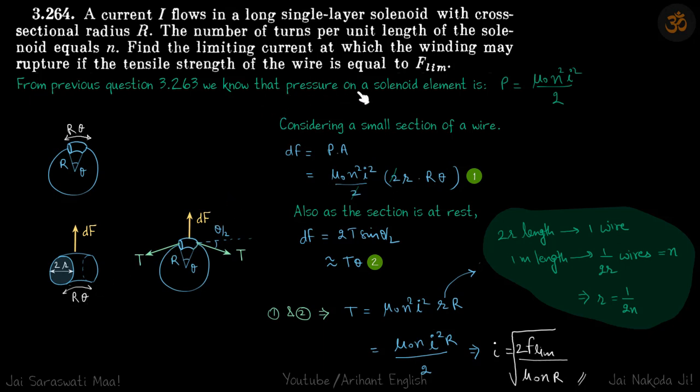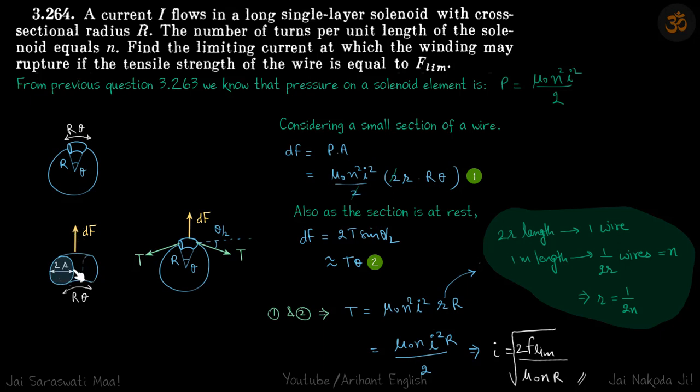Now, we already know from the previous question, where we just derived it, that the pressure on a solenoid element is mu naught n square I square by 2. You can see that derivation, how we achieved it, in the previous question. So this is the pressure, and we have considered this small section of the wire. The force is that pressure times area.